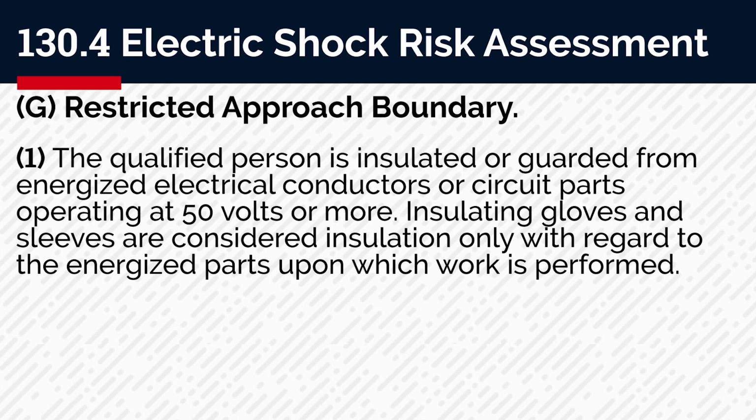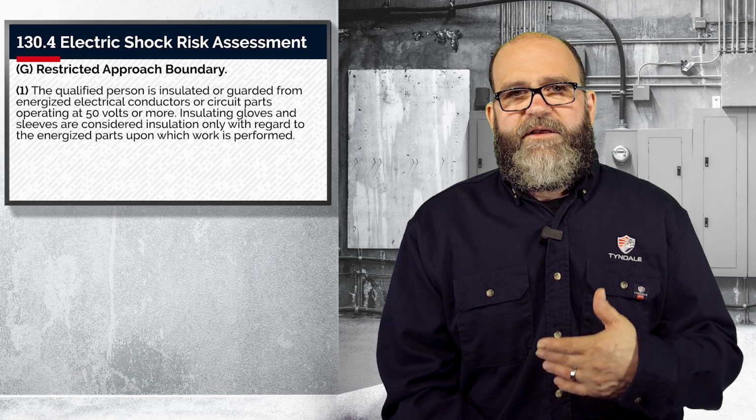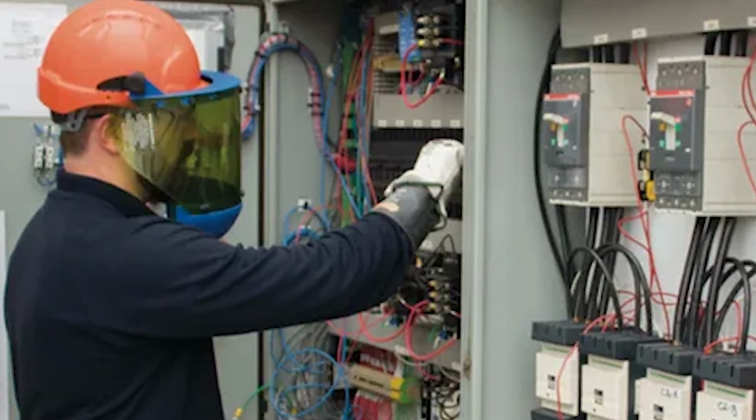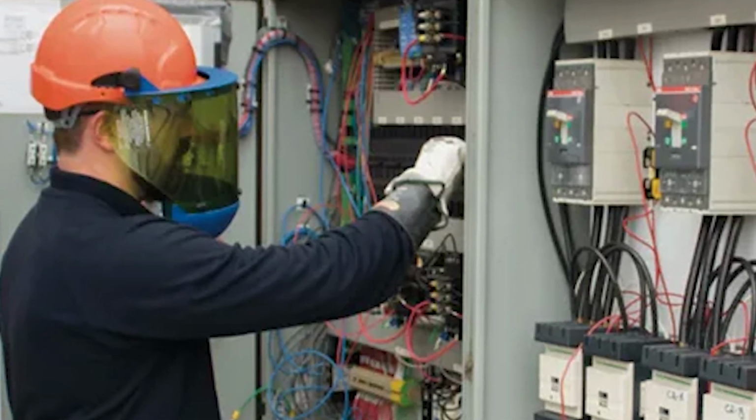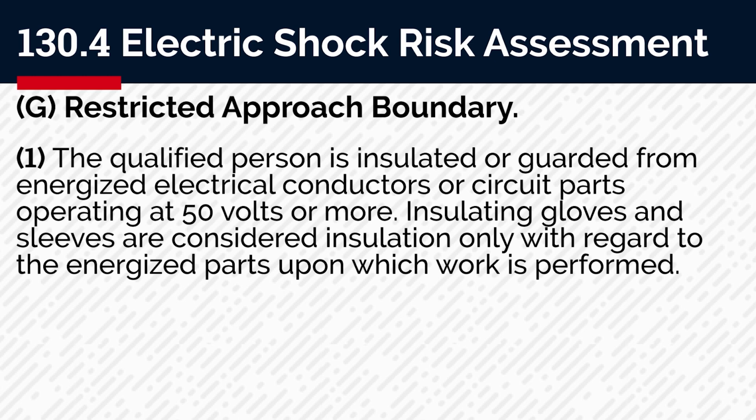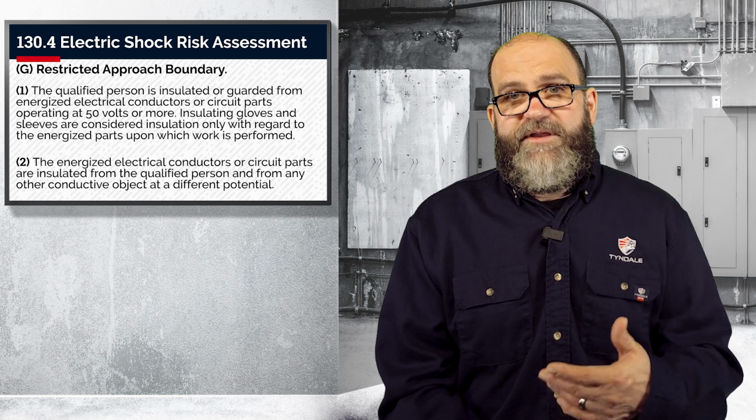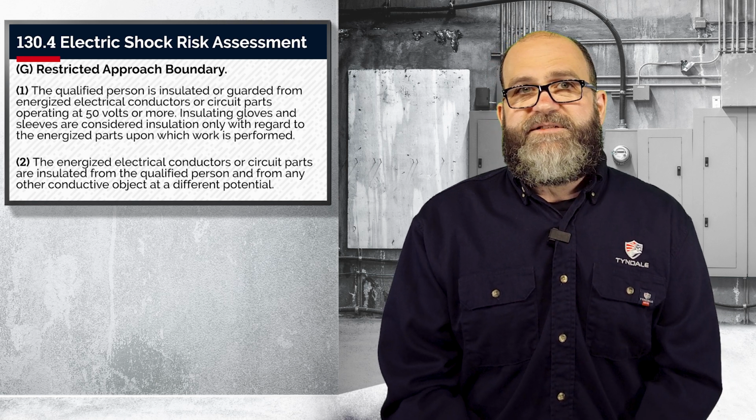Number 1, the qualified person is insulated or guarded from energized electrical conductors or circuit parts, of course, operating at 50 volts or more, right? In other words, you are insulated from the parts, right? That would be typically your gloves. Insulated gloves and sleeves are considered insulation only with regard to the energized part upon which the work is performed. Or number 2, another easy one, the energized electrical conductors or circuit parts are insulated from you, the qualified person, and from any other conductive object at a different potential. So basically, again, either you are insulated from the parts or the parts are insulated from you.